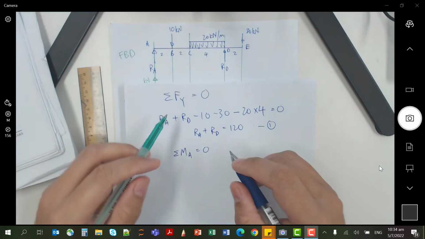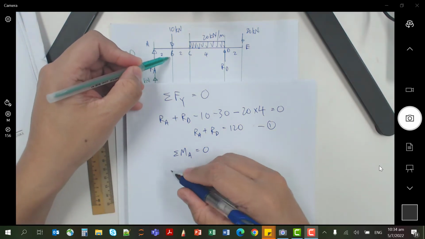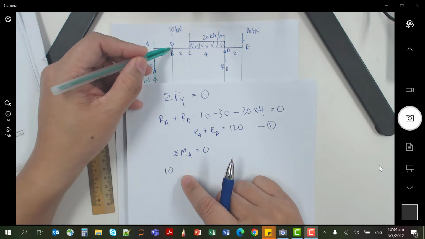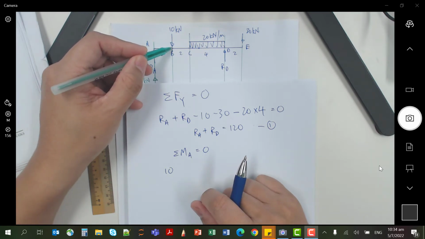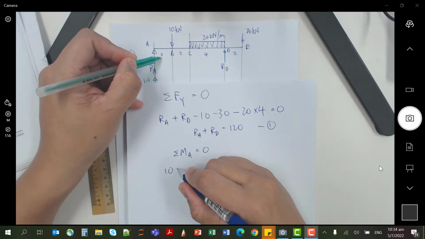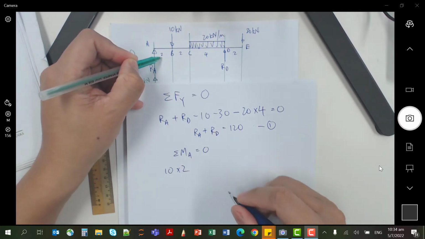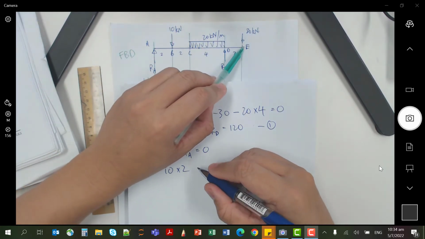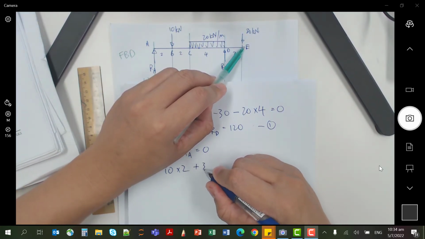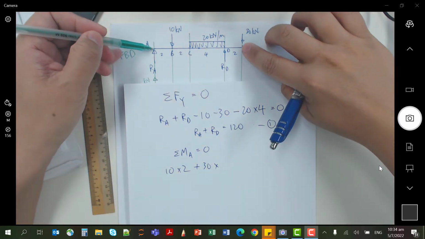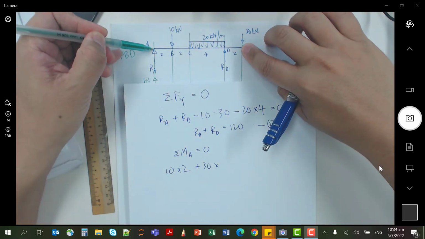All right, so by B it will be 10 kilonewton multiplied by the moment arm, the perpendicular distance from A, which is 2. The moment caused by E is also positive, so 30 times, what is the moment distance? The whole length, which is 10.